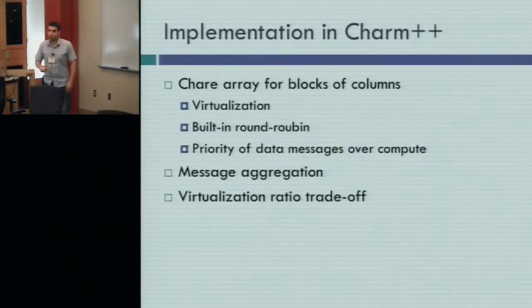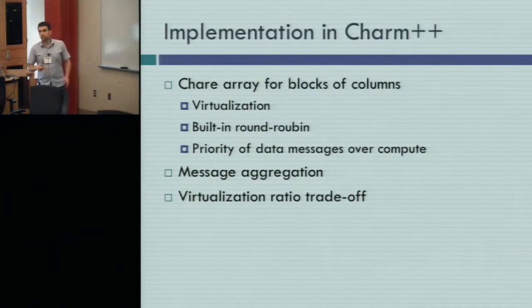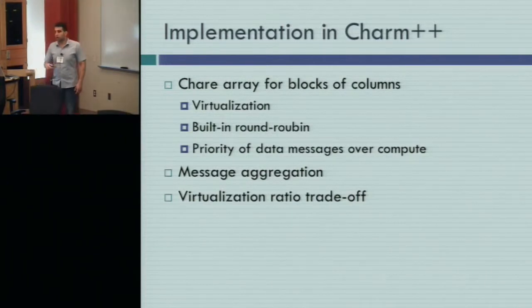We have implemented it in Charm++. A chare array is created for blocks of columns. We have virtualization here because it's very important that, while one block is waiting for data, the other block can continue the execution. We use the built-in round-robin mapping, which is like a couple of lines of code to specify in Charm++. We give priority to data messages over computation of other blocks because of faster progress in the computation. We have message aggregation or message grouping as in the previous talk, because each contribution is just one floating point. We cannot send it over the network just like that.